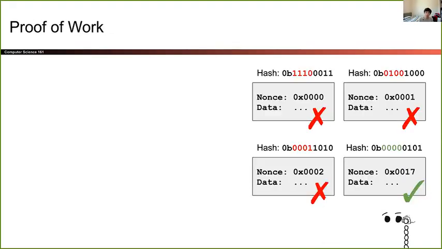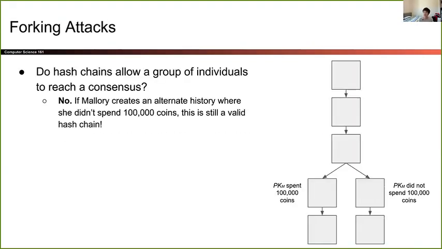So the scheme that we developed is called proof of work. Before I get into that, are there questions on this or Merkle trees or hash chains?